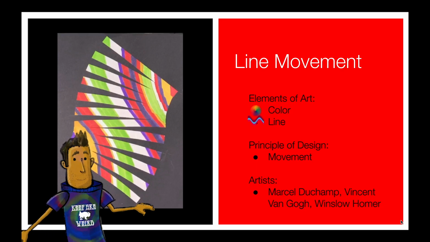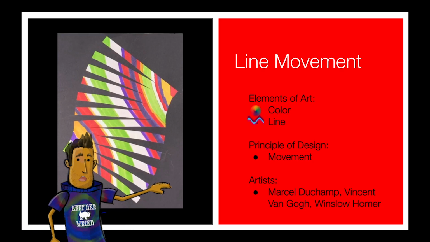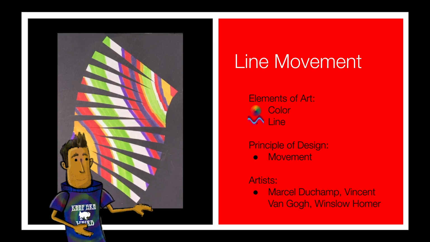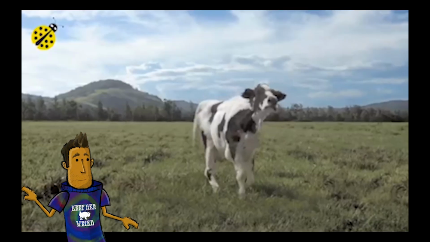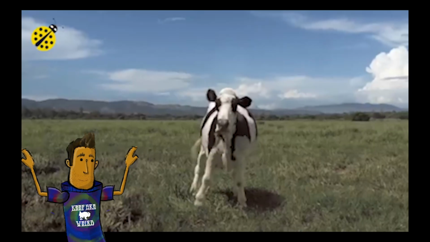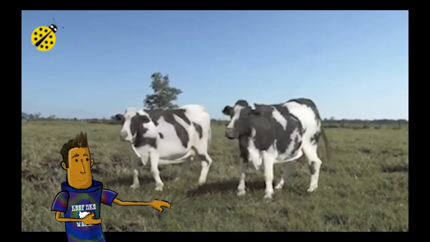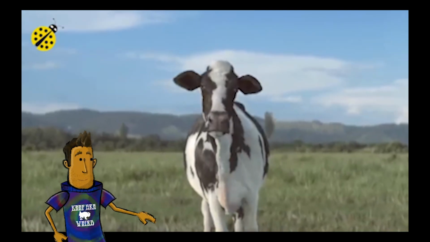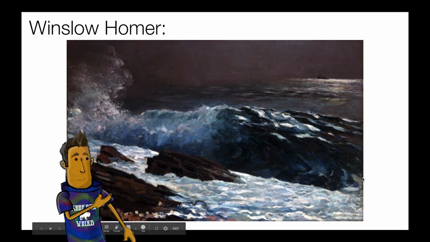It's called line movement. And basically, we're going to learn a trick that artists use, which is taking something that sits still and making it look like it's moving. Now, when you think about movement, you probably think of something like this. Now, that's not the kind of movement we're talking about.